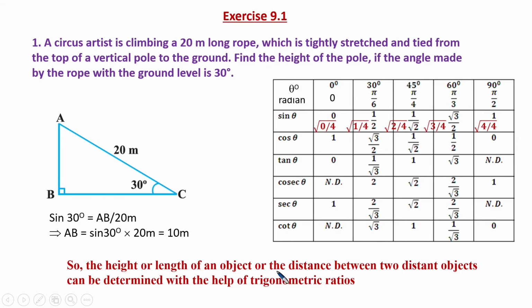So the height or length of an object or distance between two distant objects can be determined with the help of trigonometric ratios. So from this table, you just put the value of sine 30. Sine 30 degrees is half, so half into 20 is 10.